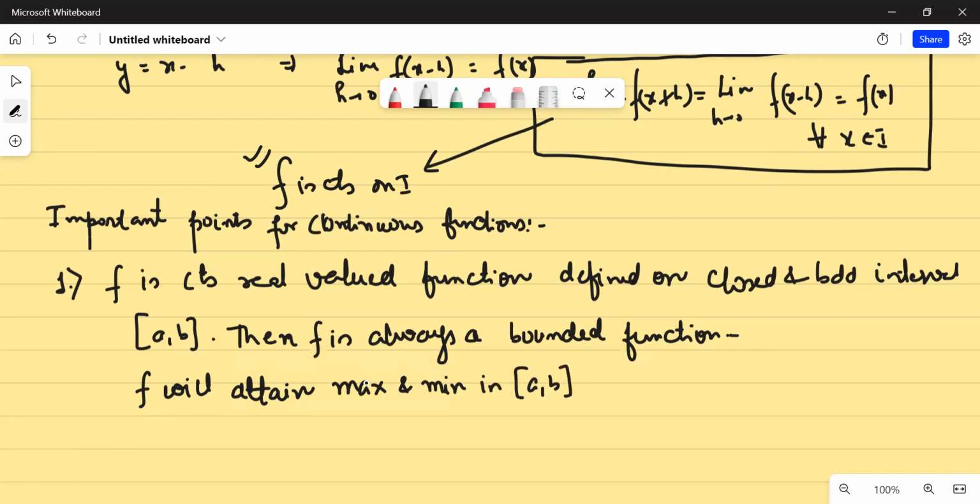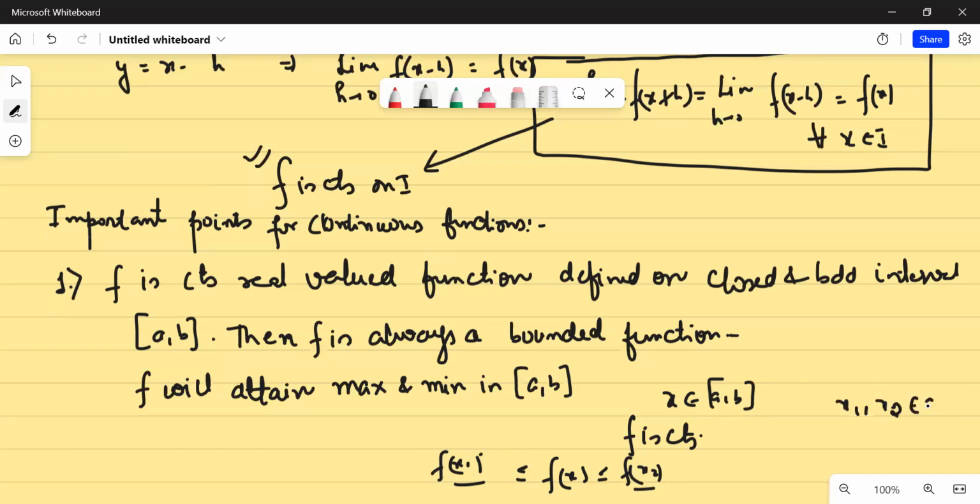Is that clear? What does it mean? It means that if x belongs to [a, b], and if f is continuous, then f(x) will lie between f(x1) and f(x2), and these x1 and x2 will come from this interval only. So your function will attain a minimum as well as a maximum at some point in between, or probably even at the endpoints. But overall, from the interval you will always find that your function will attain a minimum and also a maximum.